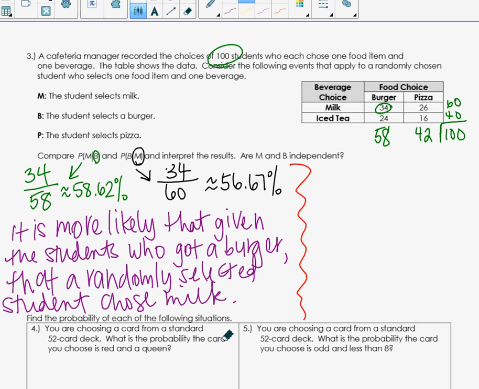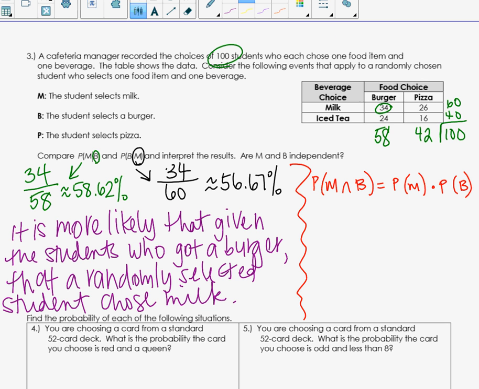Now let's talk about this. Now we're doing independent. So the probability of milk and a burger should be the probability of milk times the probability of a burger. Okay. Now, if you look at this, with the exception of iced tea and pizza, a lot of these numbers are pretty close together. I mean, they're not like too far off considering our sample space. So this really could swing either way.